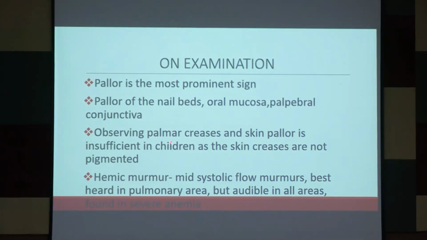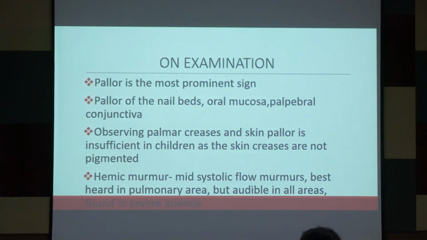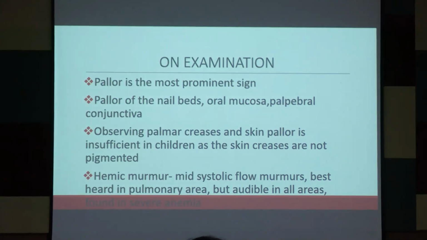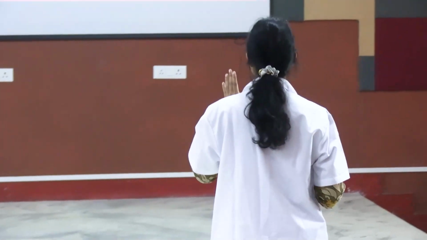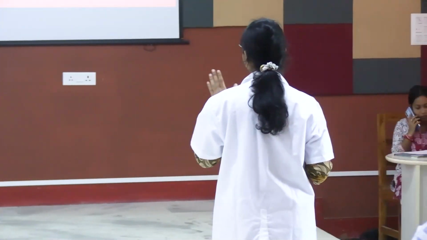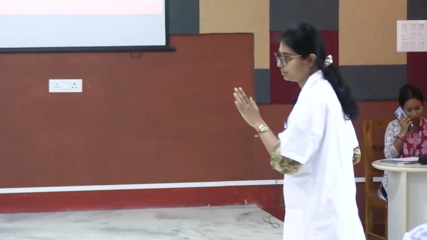Now there is another point. Very commonly we see the palm, but in very small children it may not be reliable because the skin pigmentation is not proper in very small children. So observing palmar creases and skin pallor is insufficient in children as the skin creases are not pigmented. Another thing is facial pallor. The skin may not be pigmented in small children, and also if there is facial edema because of any pathology, edema will make the skin look pale, as happens in nephrotic syndrome.